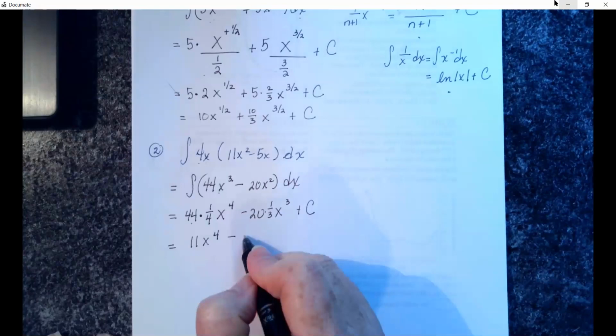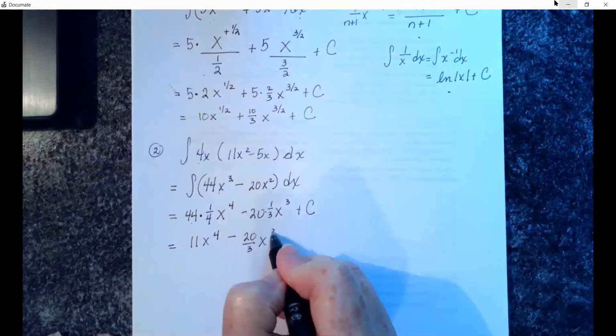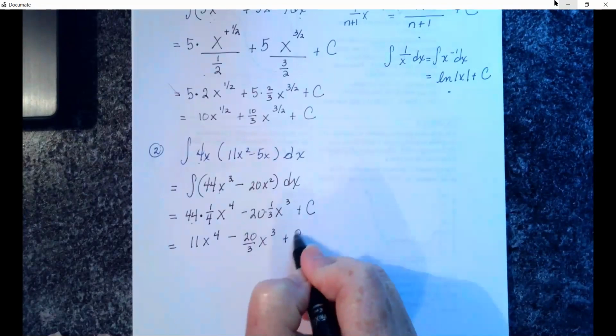And then we'll have 20 thirds x to the third plus c. Now, one thing you can keep in mind is that you can check yourselves. Remember, if you just take the derivative of your answer, you should get something that is equivalent to the original integrand. Okay. Now, any questions at this point?